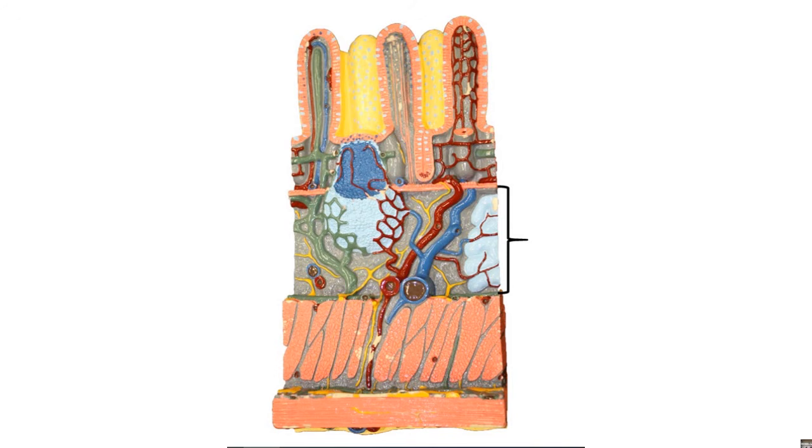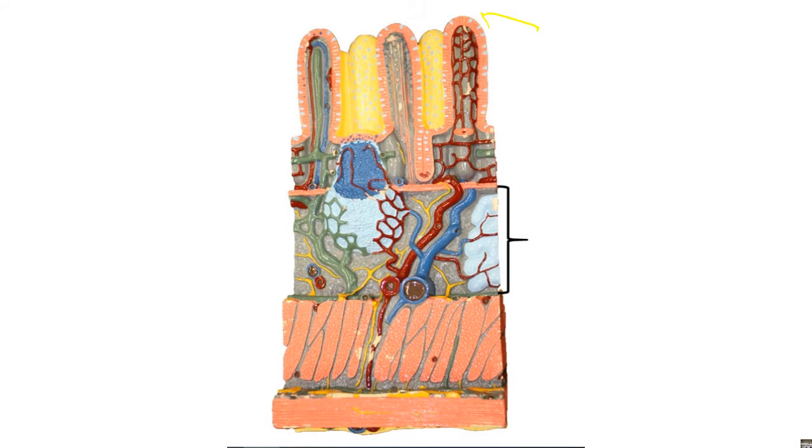Okay, so this is the last one. This model is showing you an example of the wall of the GI tract. So the wall of the GI tract in general has 4 layers. And it typically has 4 layers.